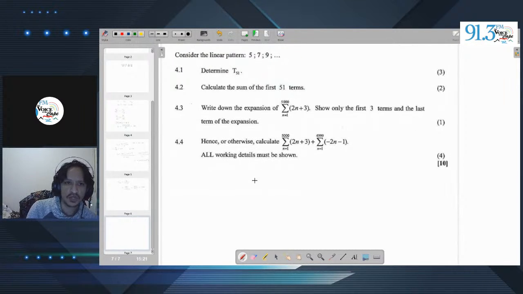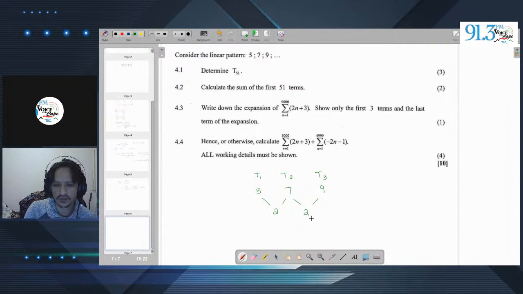Now, we can see here that we have a first term of 5, we have a second term of 7, we have a third term of 9. The difference here is 2, and the difference here is 2. So do you see we have a constant first difference? That immediately tells us that we definitely have an arithmetic sequence. Now that we know that it's an arithmetic sequence, we just need to use the formula for an arithmetic sequence to determine the 51st term.